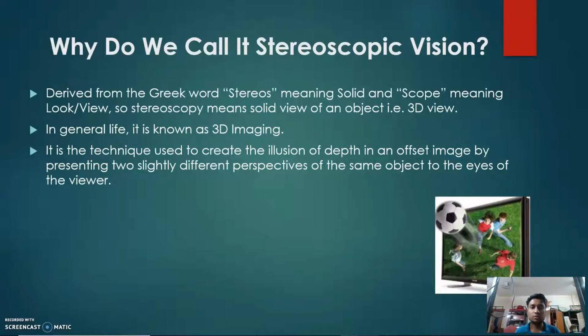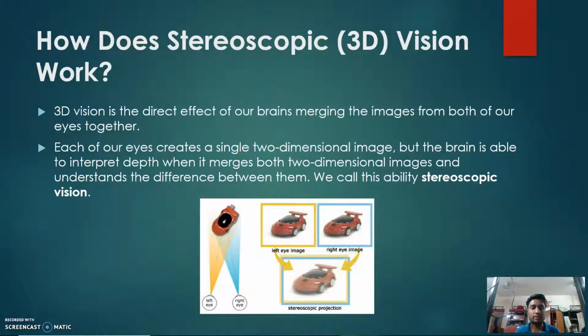This technique is used to create an illusion of depth, where two images of the same object with different perspectives, when viewed by a human eye, create a kind of illusion of depth and a 3D image. So how does it work? Each of our eyes creates a single 2D image of the same object, from the left eye and from the right eye. When both images go to the brain, it interprets a depth between the two images, and we can see a kind of 3D image from the 2D images.